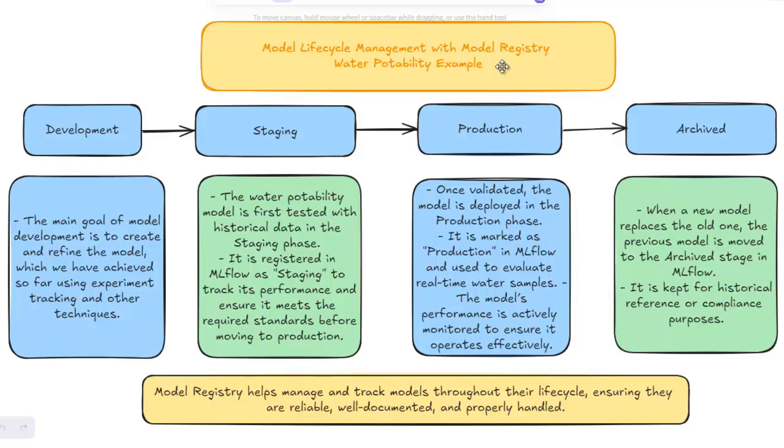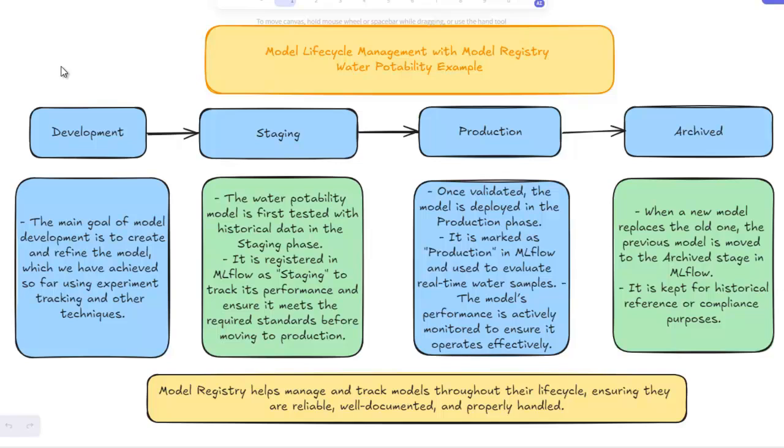So as I said, in MLflow, models go through different stages to manage their lifecycle effectively. A model in MLflow can be in one of the following stages at any given time: development, staging, production, and archived. Let's discuss one by one. This is very important. So now let's start with development. The main goal of model development is to create and refine the model, which we achieved so far using experiment tracking and other techniques, right?